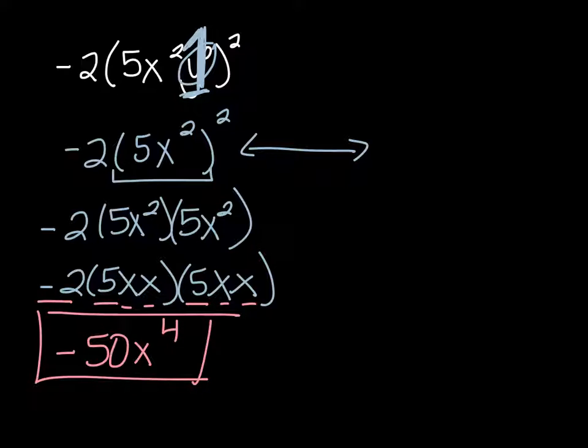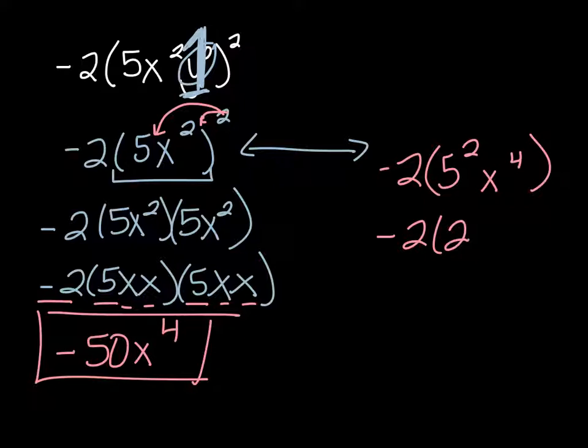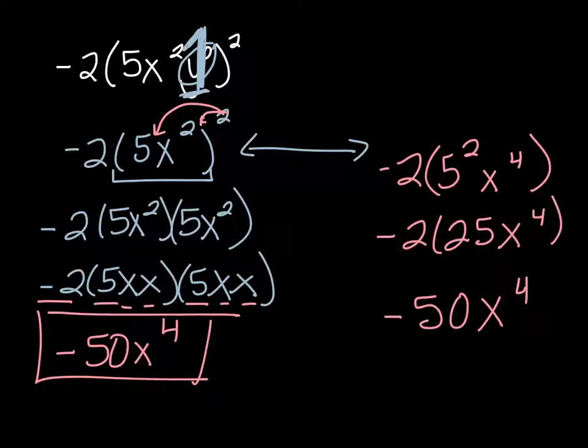Or, here's another way to do it. I can distribute this. So I have negative 2, 5 squared, power to a power. I like to say pow, pow, multiply now. Which gives me negative 2 times 25x to the 4th. And my final answer is negative 50x to the 4th. So either way.